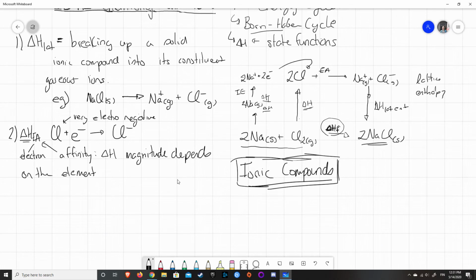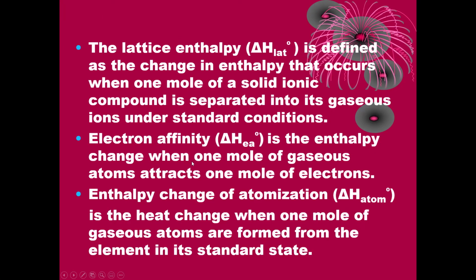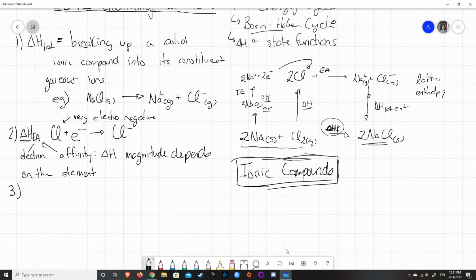So let's look at number 3, the third one that we have to know. And then we're going to practice solving a few of these. The third one is the enthalpy change of atomization, delta H of atomization. And remember the 0 in the top right-hand corner means standard state, 1 atmosphere of pressure, 25 degrees Celsius. It is the heat change when 1 mole of gaseous atoms are formed from the element in its standard state.